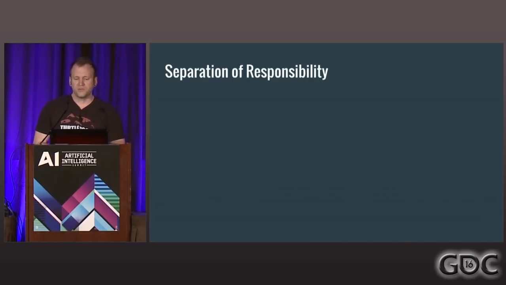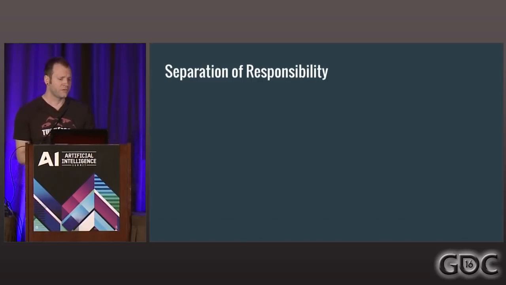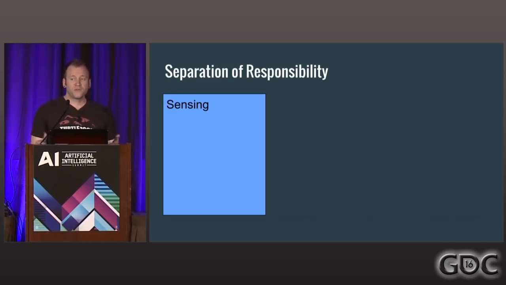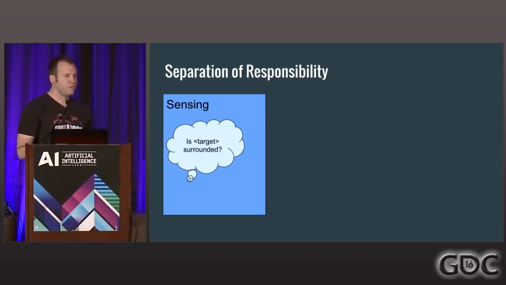So I think the separation of responsibilities is something we can all get behind. We talk about good abstractions all the time in software engineering. But I want to talk about 3 AI-centric responsibilities that I think are crucial to having a good modular system. So let's use our tree trunk tornado example to help illustrate these 3 areas. The first responsibility is sensing. This is where we translate information about the game into something the AI can understand. In our example, it's the is-surrounded question.